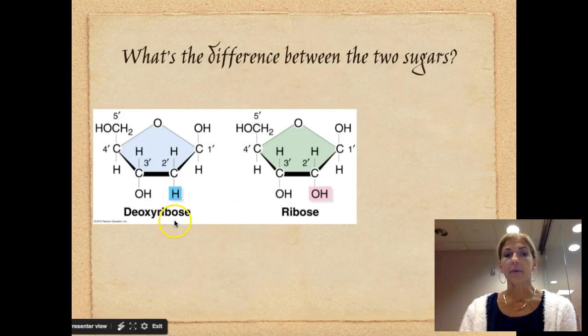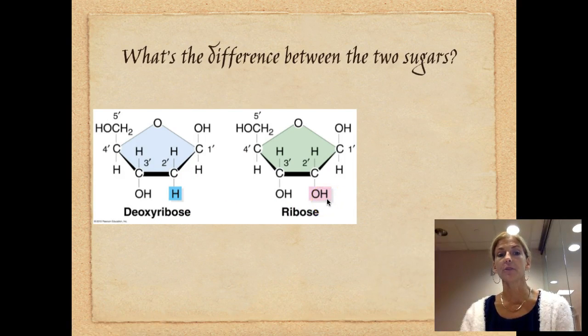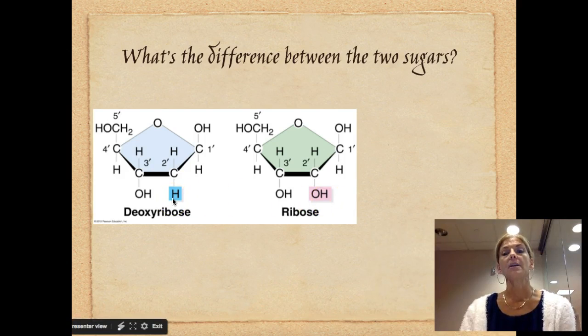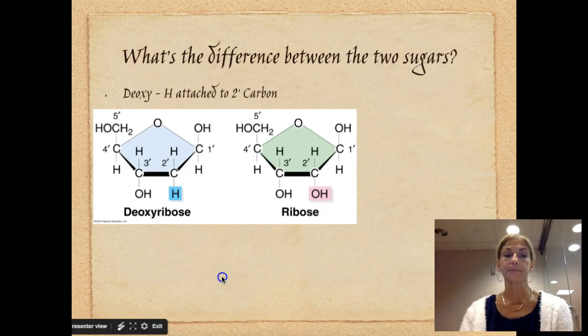So here's your deoxyribose versus your ribose. Notice in the 2' carbon, you have a hydroxyl group or you have a hydrogen group. So it makes sense. Deoxy, you've taken the oxygen away. So this oxygen right here from the hydroxyl has been removed, and that's the difference between the ribose and the deoxyribose sugar.